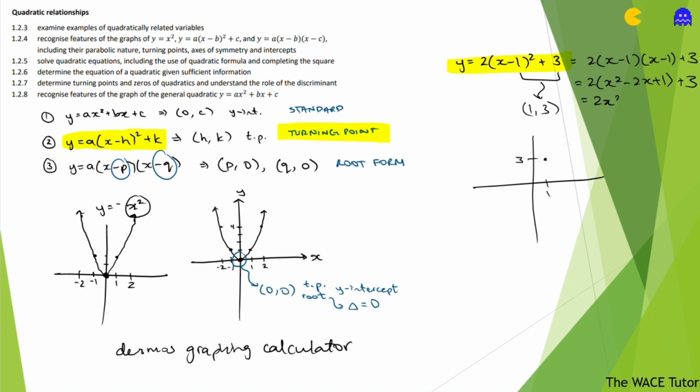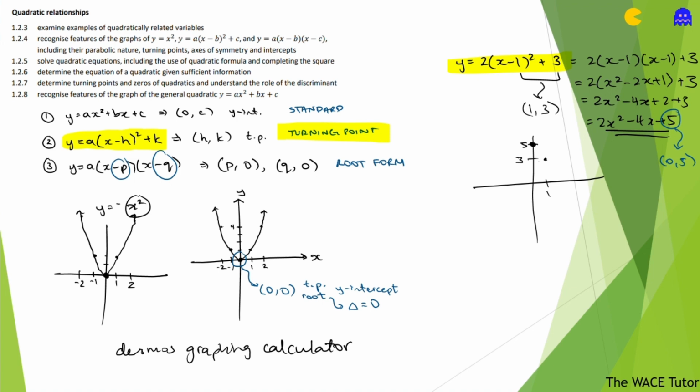And so now we want to expand that out even further. 2x squared take 4x plus 2 plus 3. So we get 2x squared take 4x plus 5. And so this tells us our y-intercept, and we know our y-intercept is (0, 5). And so I'll label that on my axis here as 5. So I have this point (0, 5).